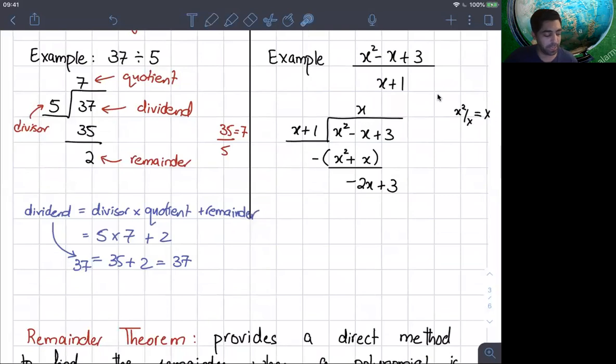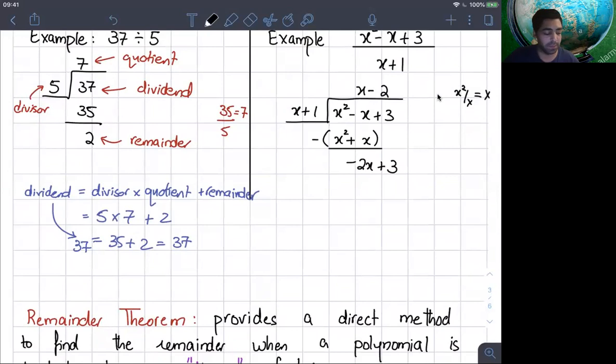Now you do the same thing. Highest term in x here is, sorry, negative 2x. Highest term in x outside is still x. And negative 2x divided by x is negative 2. So you go ahead and write the negative 2 up here. And then do the same thing again. You need to multiply the negative 2 with x plus 1, which gives you minus 2x minus 2.